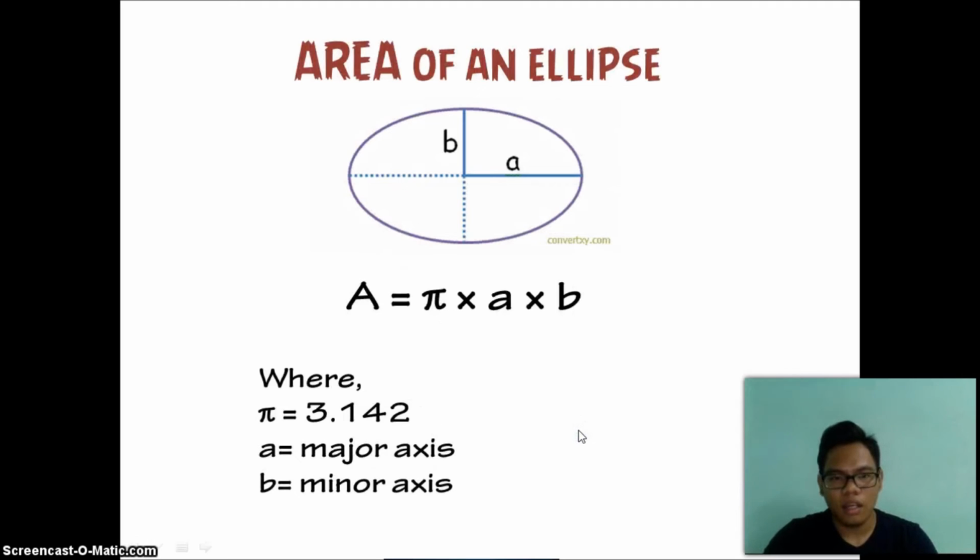Next, find the area of an ellipse. The area of an ellipse has its own formula, guys. So simple. The area of an ellipse equals pi times a times b, where pi equals 3.142, a equals the major axis here, and b is the minor axis.